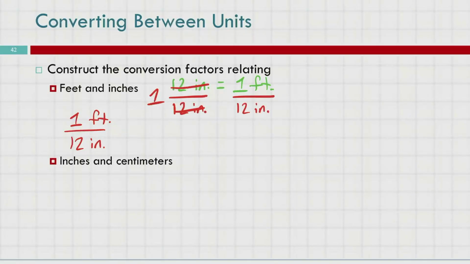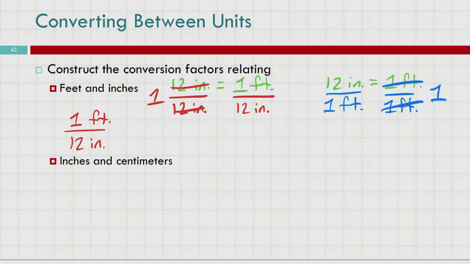There's another form of the conversion factor. The other form is just what divided by the other thing. So 12 inches is equal to 1 foot. If we divide both sides by 1 foot, the right side turns into 1. 1 foot divided by 1 foot. Those are the same. So that's a 1. And then the other side would be 12 inches over 1 foot.